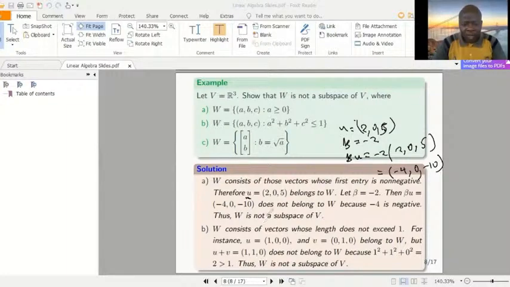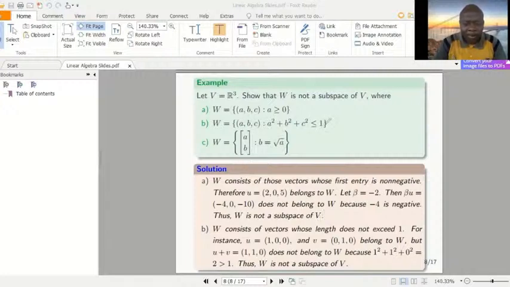And that's what I wrote here. I said that the product beta U is -4, 0, -10, which does not belong to W because the first element, -4, is negative. Therefore, W is not a subspace.